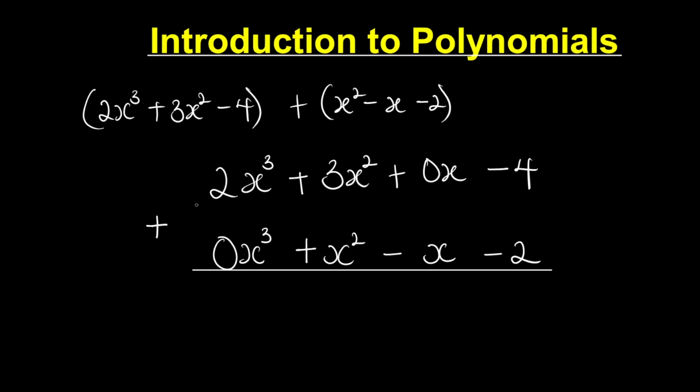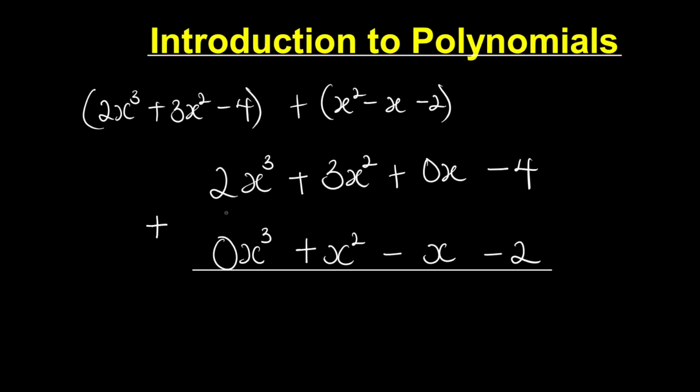Take note of this. If you look at our first bracket, you realize that we do not have x to the power of 1. What this entails is that the coefficient of x is actually 0. Looking at the second bracket, you also realize that we do not have x cubed, which entails that the coefficient of x cubed is 0. We are going to proceed to perform our addition.